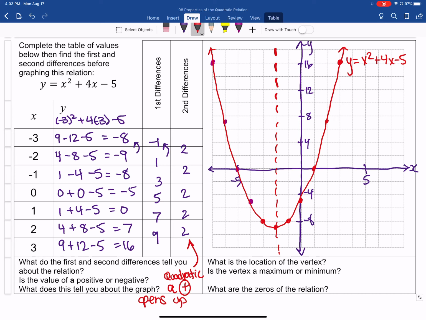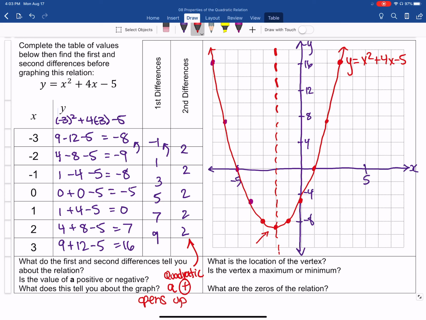The opening is upwards. The location of the vertex, which is that point right there, which is -2, -9. Is it a maximum or a minimum? Is the vertex the highest or the lowest point? It is the lowest point because nothing exists down here, right? We cannot draw anything below that. So it is a minimum.